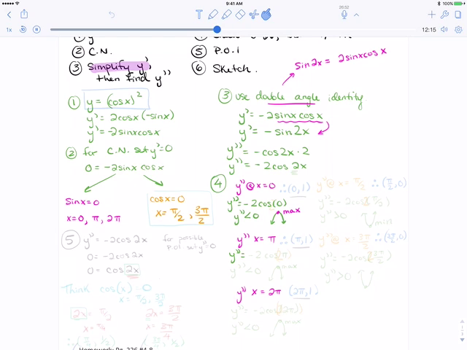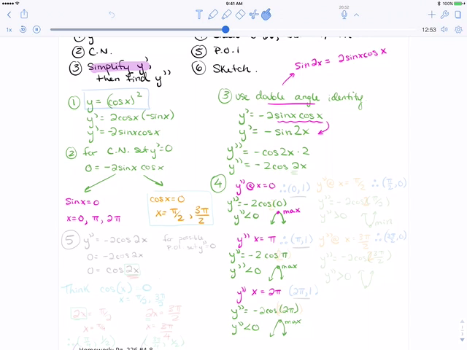Y double prime is negative 2 cos of pi, and when I evaluate, my y double prime will be, again, less than 0. It's sad, it's negative, I have a max. I'll evaluate here, y double prime is negative 2 cos of 2 pi, and surprise, surprise, my y double prime is negative. So all of my pink values give me local maximums.